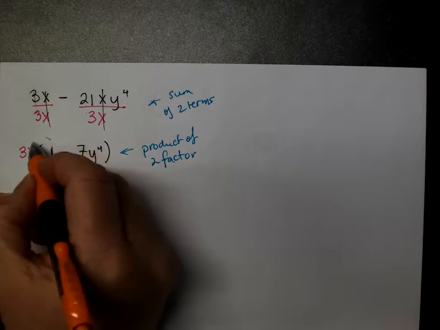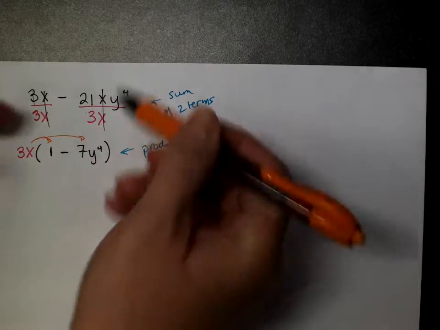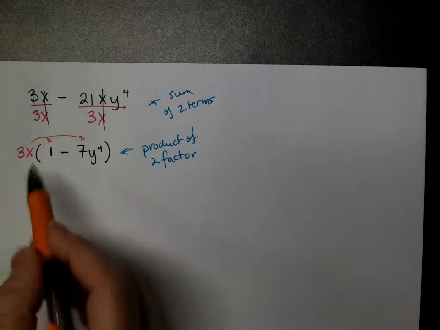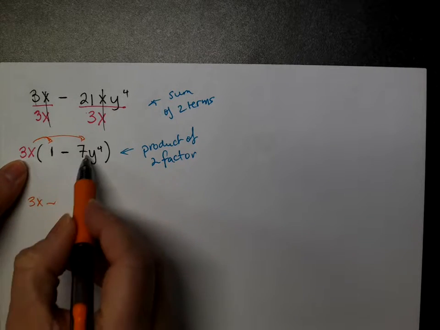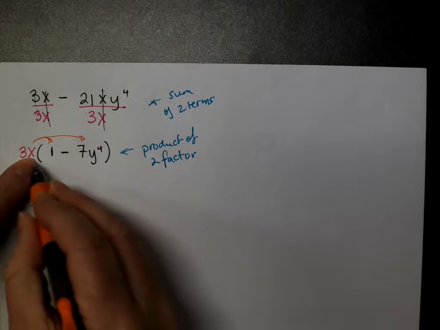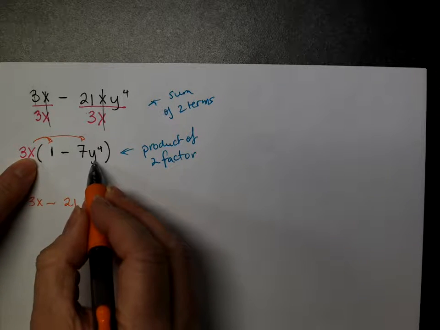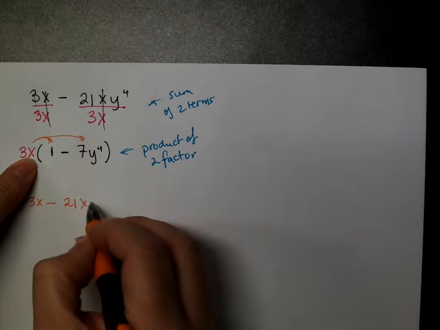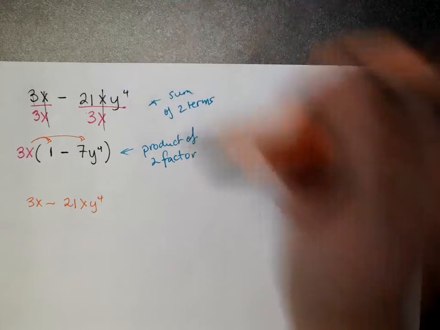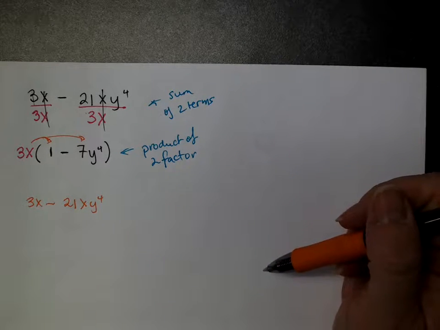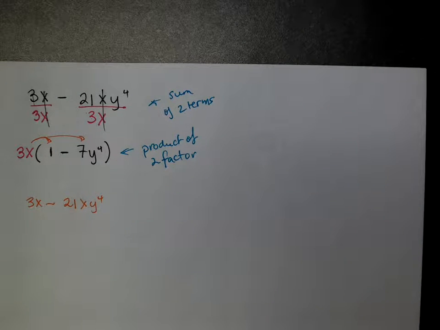So I would check my work by distributing. So 3x times 1 minus 3 times 7, x times y to the fourth. Unlike terms, this is not the product rule of exponents. I just have to put x next to y to the fourth. And check, check. I'm good. Back to where you started. Okay? Given the time, you can always check your work with factoring by remultiplying.